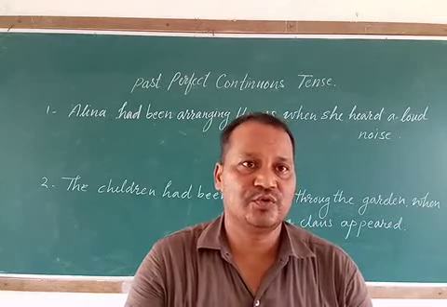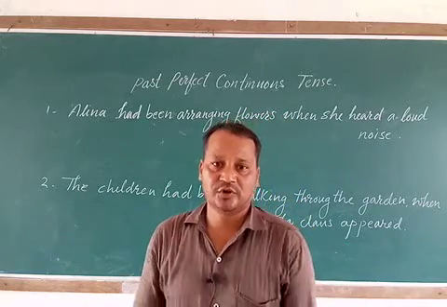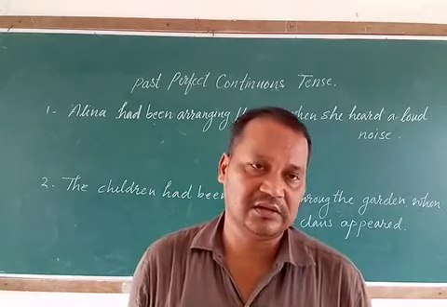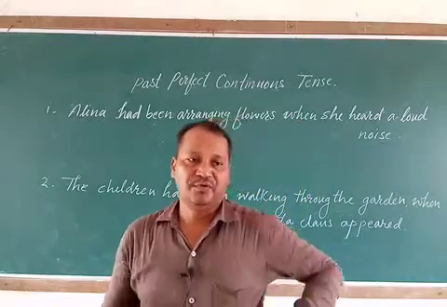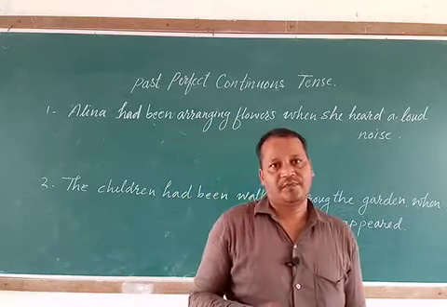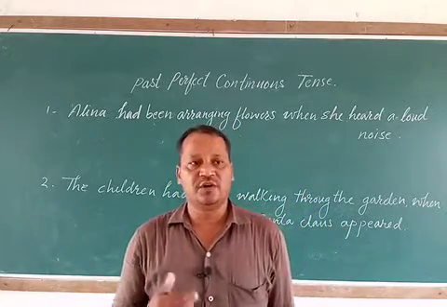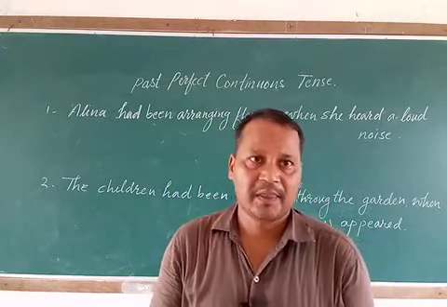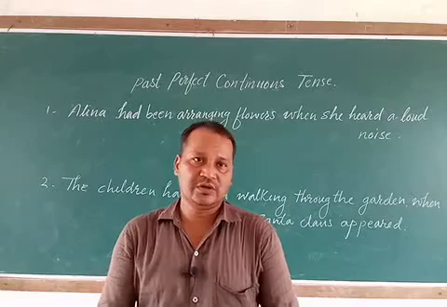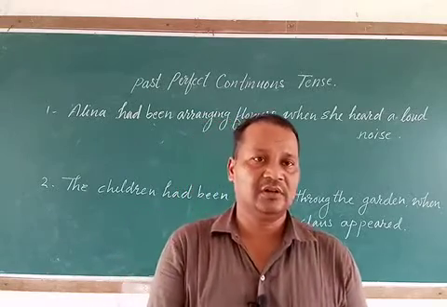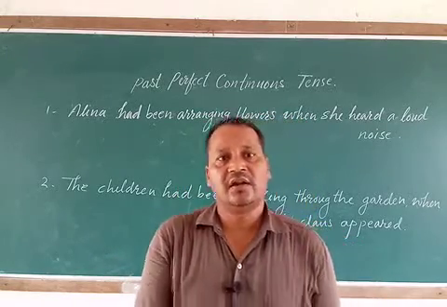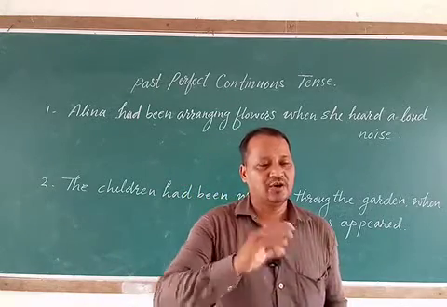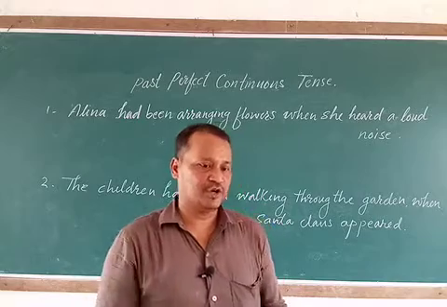So today we are going to study about the past perfect continuous tense. This tense is used to describe or talk about any activity that has started before the time about which we are talking. In other words, we can say this tense is used to talk of an action that had started before a point of time in the past and continued up to that point.